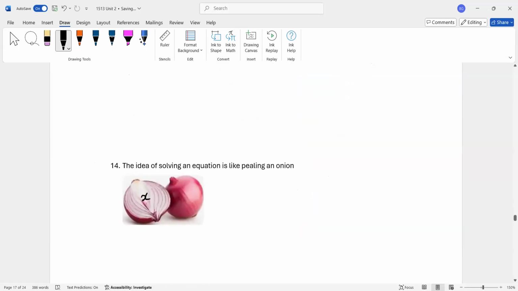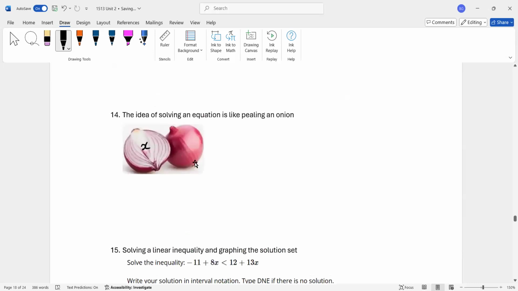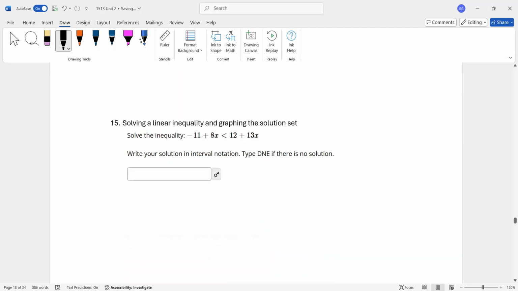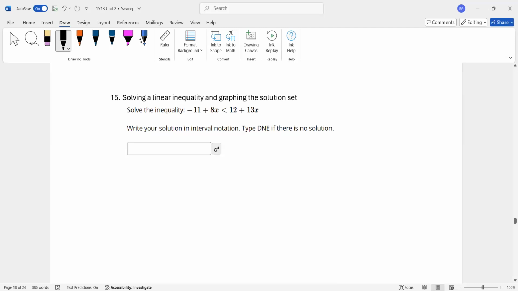Okay, next. Do you see the idea when we solve an equation? It's really just like peeling an onion. Okay. So that would be everything from section 2.3. Today we're scheduled to cover 2.4.